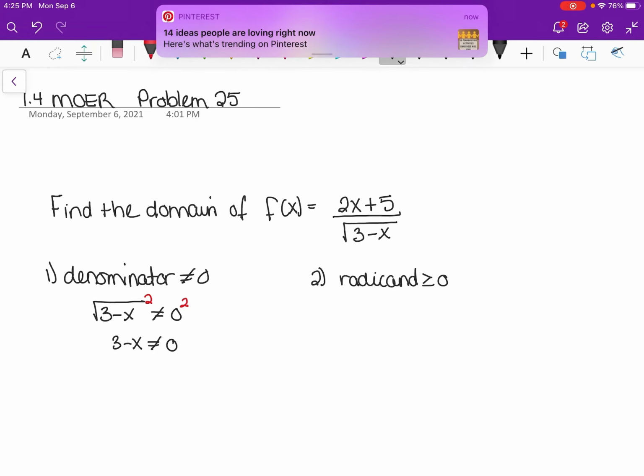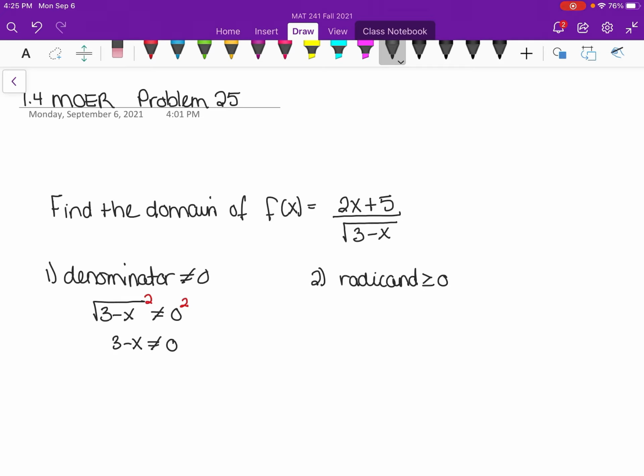So let's go over to the second one, which is that the radicand needs to be greater than or equal to 0. The radicand is 3 minus x. So 3 minus x needs to be greater than or equal to 0. Now, you'll notice these two things are fairly similar. This one says 3 minus x needs to be greater than or equal to 0. This one says 3 minus x cannot equal 0. Both of them have to be true.